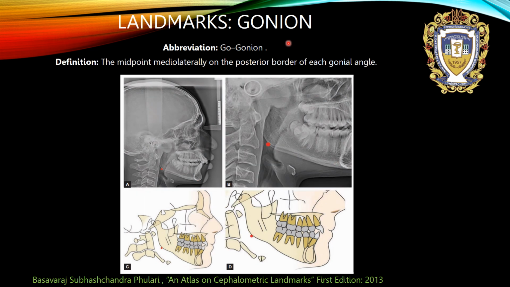Gonion point. The midpoint mediolaterally on the posterior border of each gonial angle. We have two gonial angles, and in case of deviating right and left angles, we need to put this point in the middle between two contours.